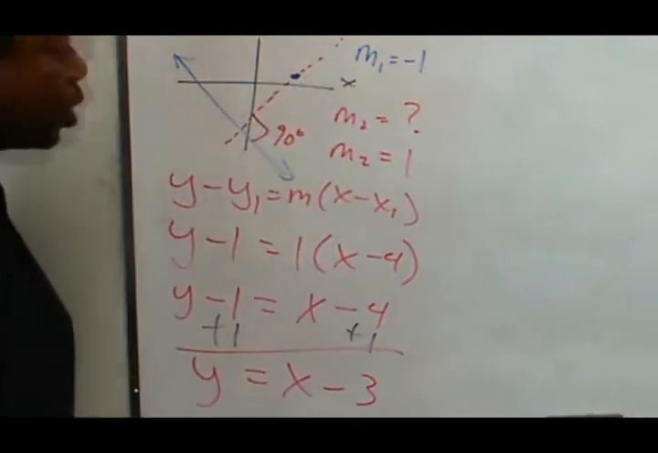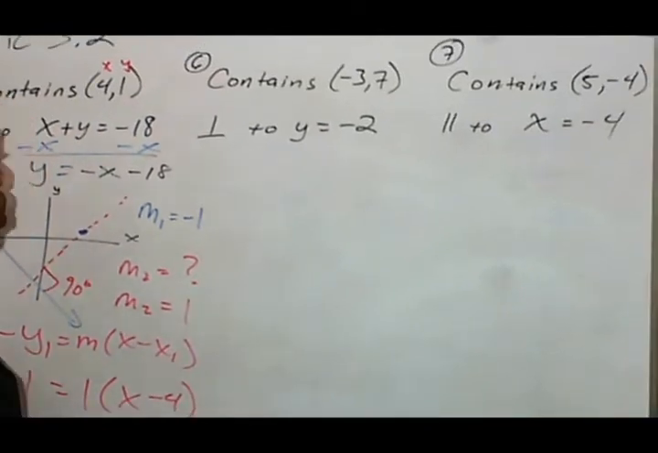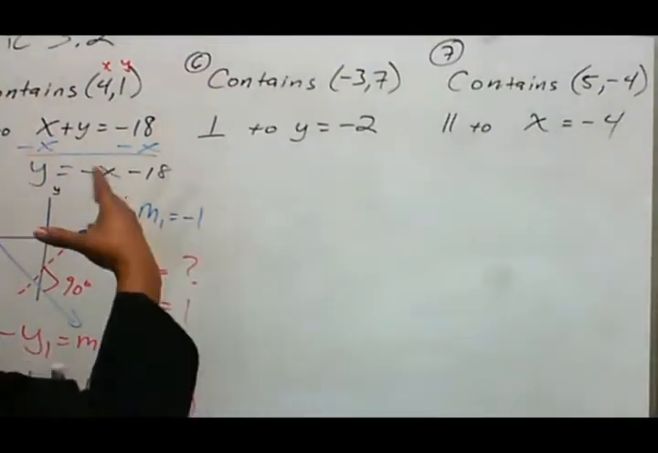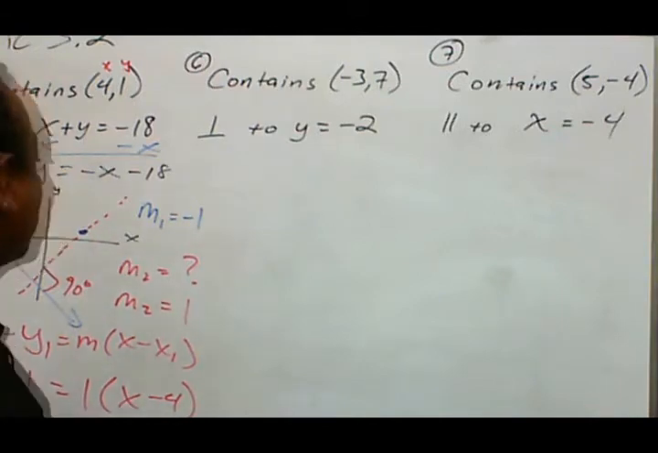Okay. All right, number 6. Same idea. We want to find this. Let's look at it visually. But this is one of our special lines. This is a horizontal line. When there's a single y and no x's, those are horizontal lines.